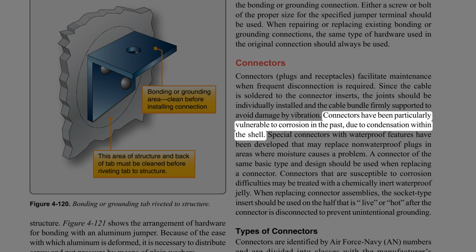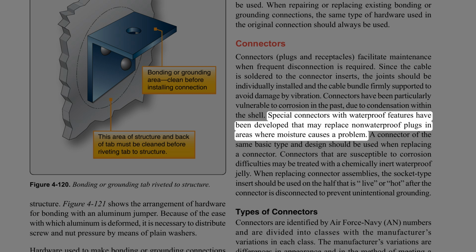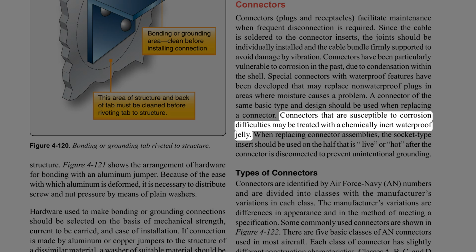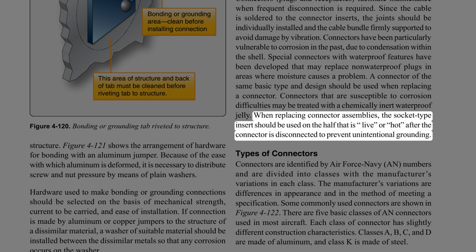Connectors have been particularly vulnerable to corrosion in the past, due to condensation within the shell. Special connectors with waterproof features have been developed that may replace non-waterproof plugs in areas where moisture causes a problem. A connector of the same basic type and design should be used when replacing a connector. Connectors that are susceptible to corrosion difficulties may be treated with a chemically inert waterproof jelly. When replacing connector assemblies, the socket-type insert should be used on the half that is live or hot after the connector is disconnected to prevent unintentional grounding.